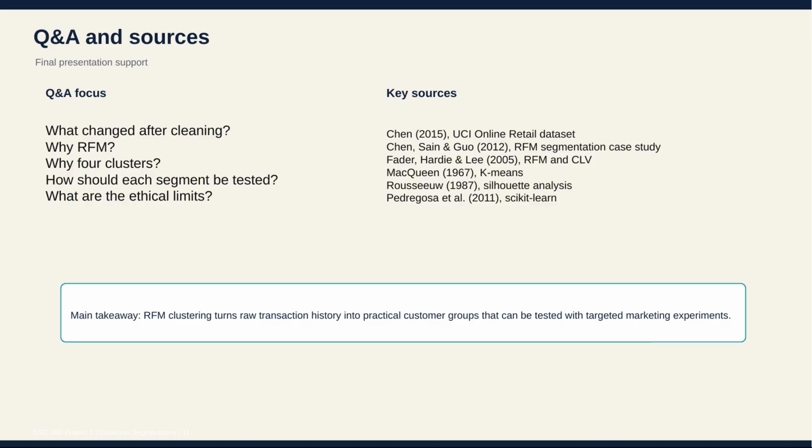The strongest Q&A points are the unit of analysis change, the use of unique invoices for frequency, the K equals 4 model selection logic, and the limits of unsupervised segmentation. The model is useful because it organizes customer behavior, but its business value should be proven through experiments.